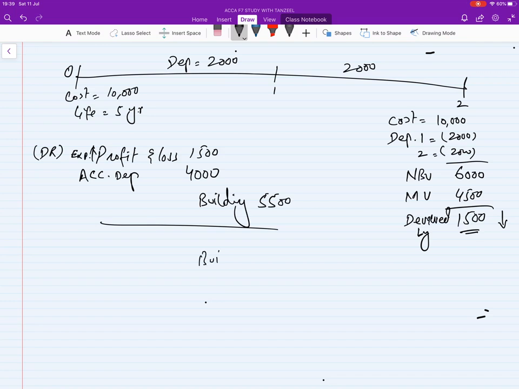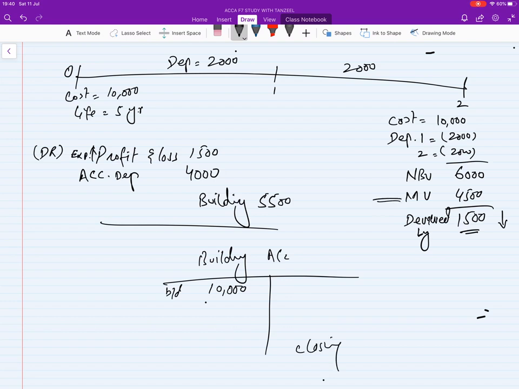So if I can show you the building account, T account, the brought down was 10,000. Now the closing should be the market value, which is 4,500. The closing balance is 4,500, which is equivalent to the market value. The difference is 5,500, and we are taking this difference here.